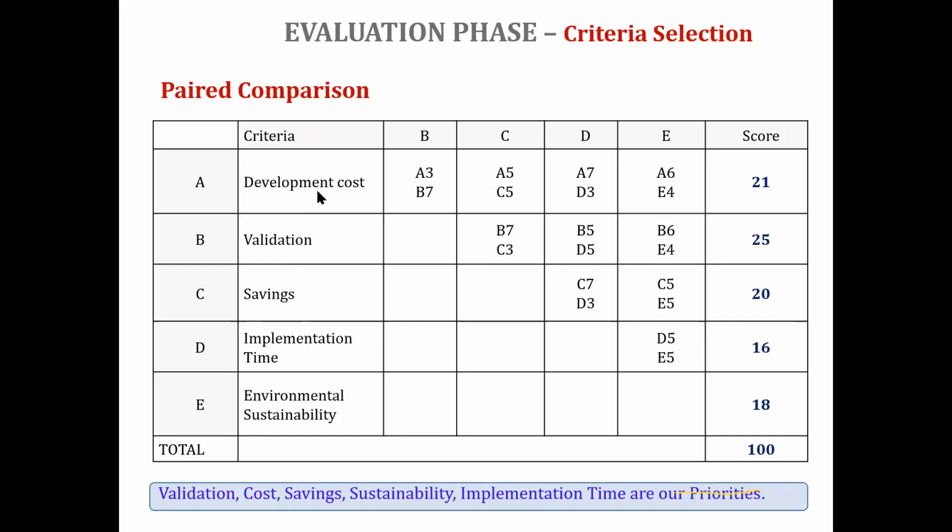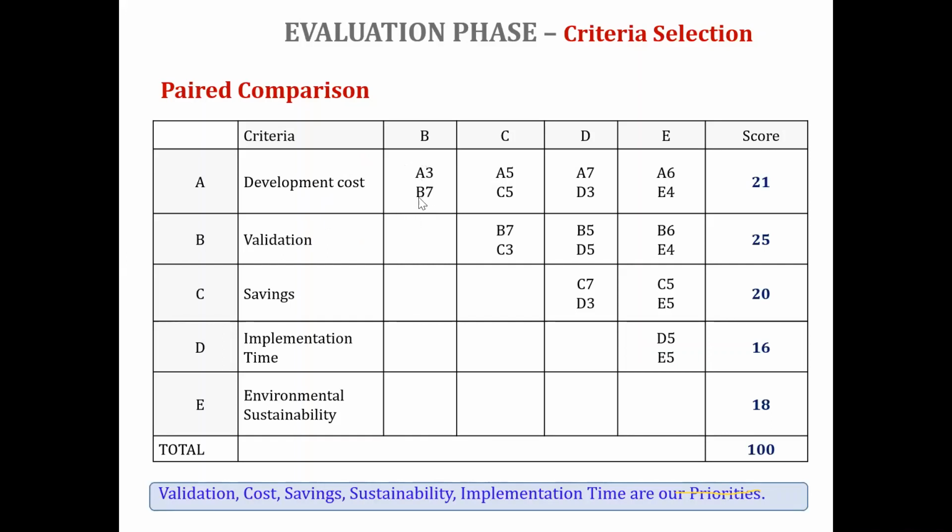Which is very much important for me, the cost or the validation? For me, the validation is very much important, because if you test the product, there should not be any failure. So validation is more important than the development cost. Instead of paying 3,000 or 3,500 for 1 hour, I can even pay 4,000. But during the testing, my product should not fail, right? So that's why I'm giving 3 points to cost and 7 points to validation.